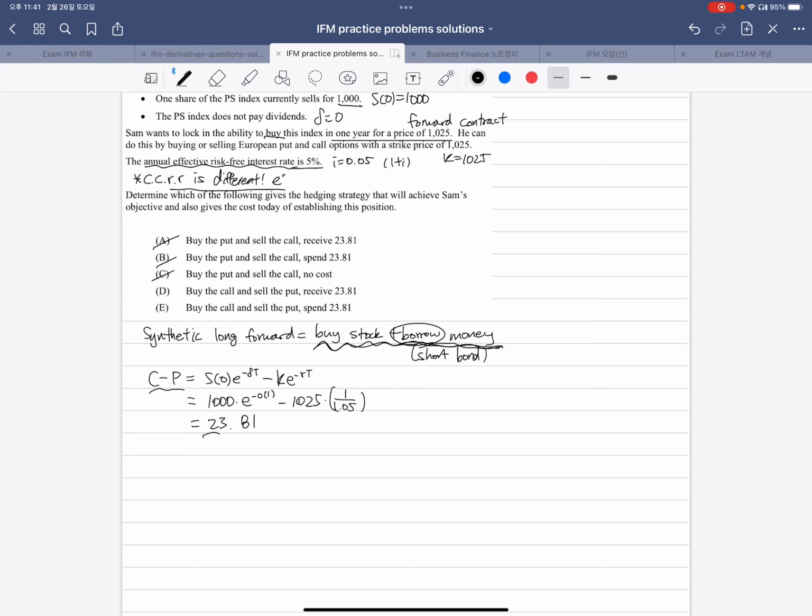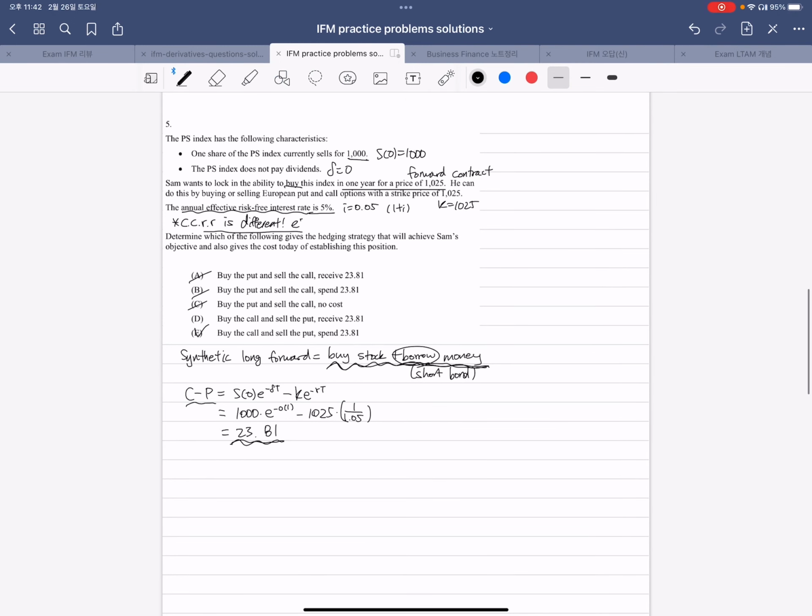This will give us a value of 23.81, and as I mentioned earlier, this is the cost perspective. So we need to spend 23.81. So the answer becomes E: spend 23.81, buy the call and sell the put.